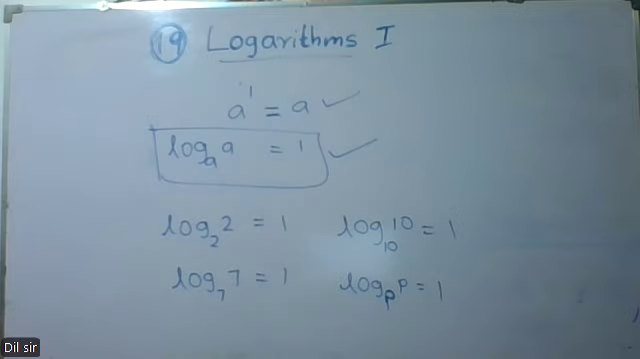Itself is 1. Take it again. For any base, comma, the logarithm of the base value itself is 1.